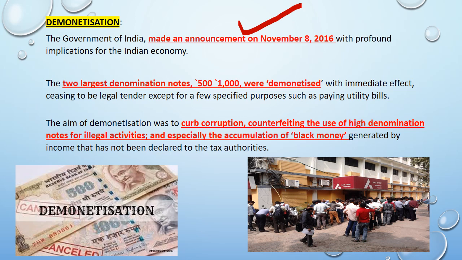So what is the main aim of demonetization? It is to curb corruption, which is nothing but cutting down corruption, counterfeiting, and the use of high denominations. A lot of people use these currencies and save them up here and there, and there's a lot of black money in India where people are not paying their tax. So when demonetization came into existence, we understood how much money was being stored by these people.